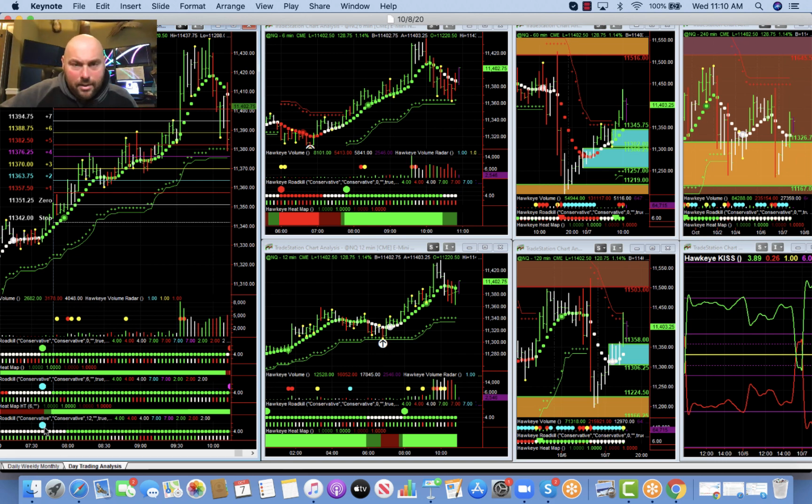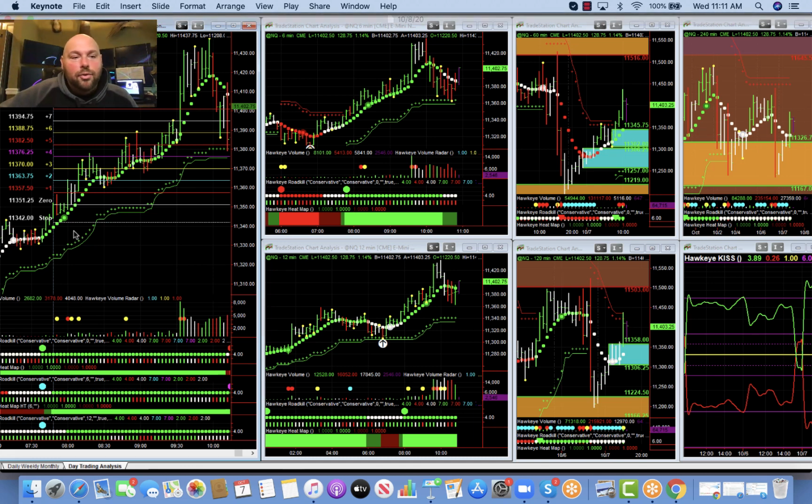On my very highest time frame, the 12-minute, I have another volume roadkill indicator. I have neutral trend, meaning it's not opposing. It's in this congestion period, getting ready to break out. And I have supporting volume. So this right here was the picture perfect Hawkeye 3-step entry.